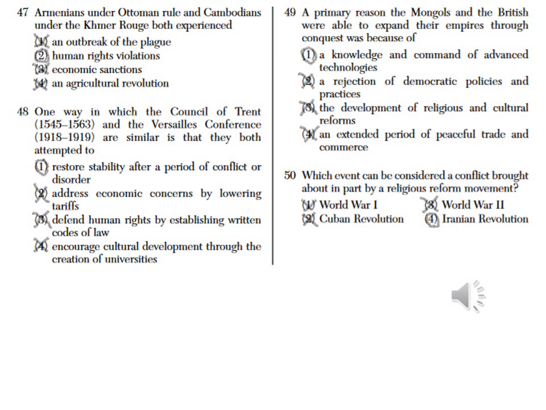So, question 47. Armenians under Ottoman rule and Cambodians under Khmer Rouge both experienced, is it 1, outbreak of the plague? Is it 2, human rights violations? Is it 3, economic sanctions? Or is it 4, an agricultural revolution? The only one that makes sense is number 2. Answer number 2 says human rights violations. Absolutely true.